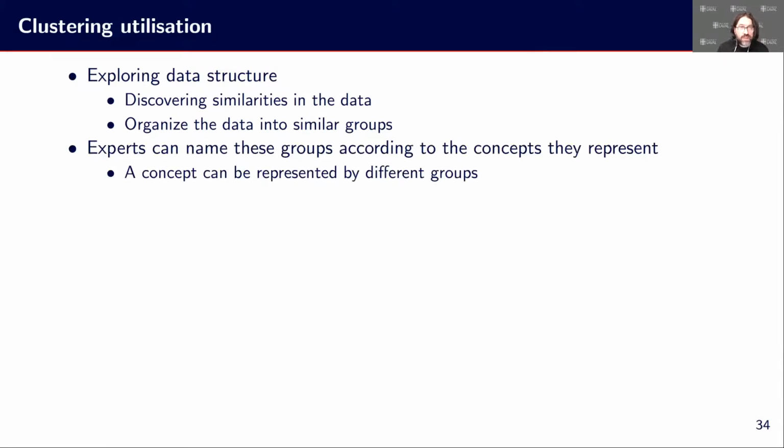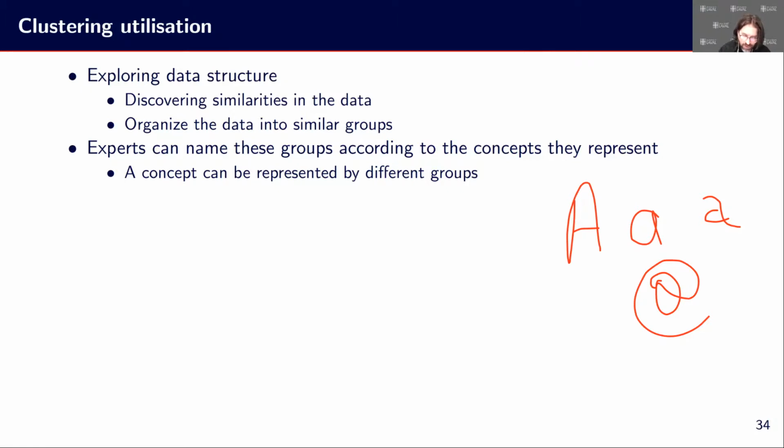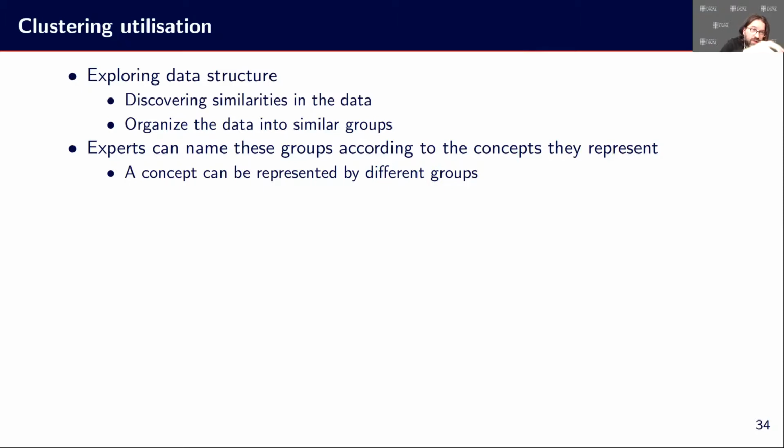And also experts can name these groups according to the concepts they represent. A concept can be represented by different groups, but we can still capture that. So we can say, okay, the concept of letter A can be this capital letter, these small letters, this typographic character, for example. And how do we classify this one? Maybe we should represent it in some way because that's A, but not exactly, whatever. So we can have different groups to represent one concept.